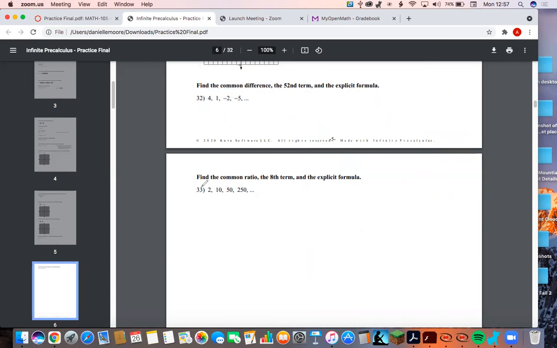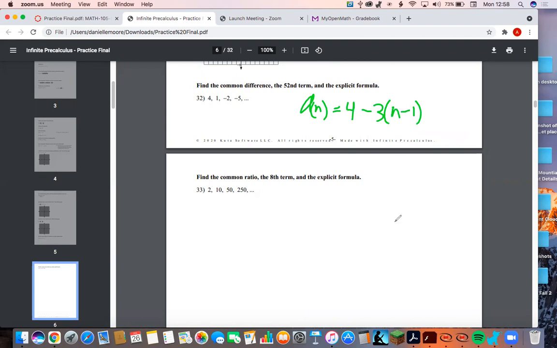And then number 33, common ratio, I was supposed to find the 52nd term on that last one. Let's do that real quick. Whoops. So 52nd term, this is us saying, I'll just say a sub n, that might be a better way to say it, is going to be equal to: start with four, minus a bunch of threes, but times it by n minus one, not by n.